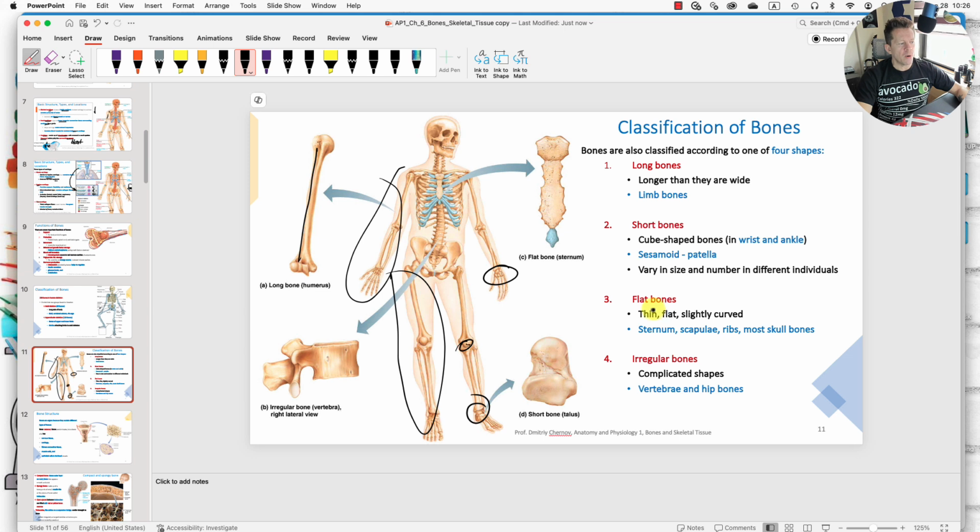So the flat bones: your sternum, not just the sternum, the scapula, the shoulder blades, you cannot really see it here. The ribs also are flat bones. Most of the skull bones within the cranium, like the 6 bones, the frontal, two parietals, occipital bone, temporal bone, are flat bone plates. And there are irregular bones. They have complicated shapes, so that's the vertebrae and the hip bones. So these are the irregular bones.